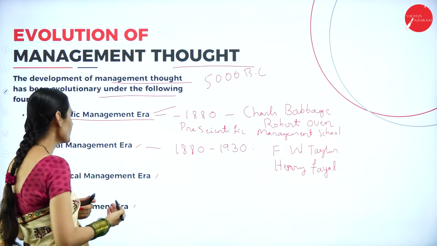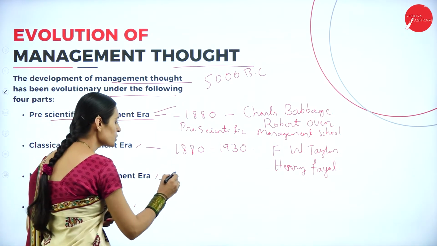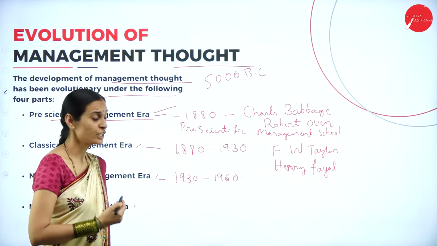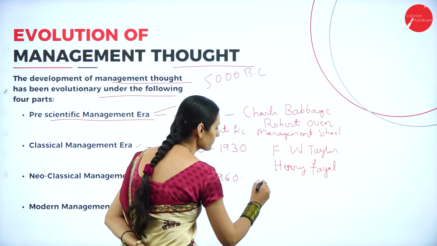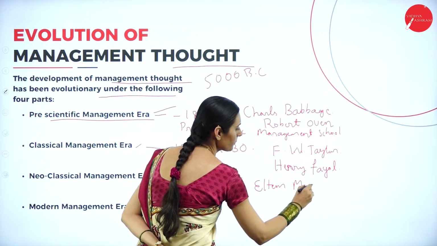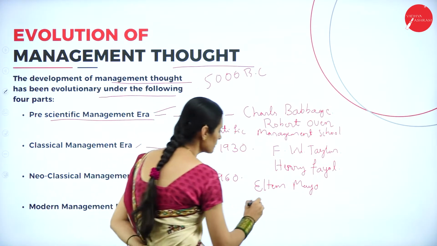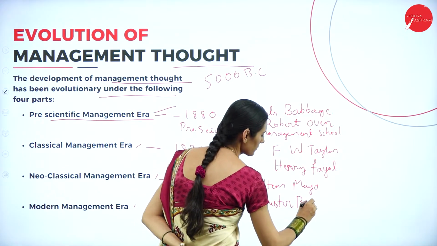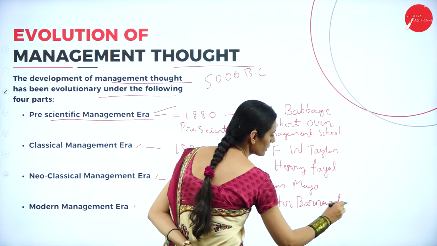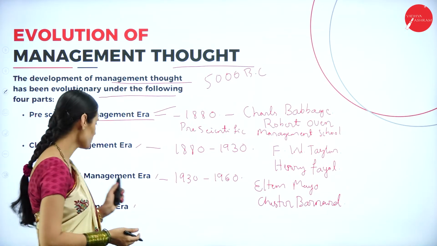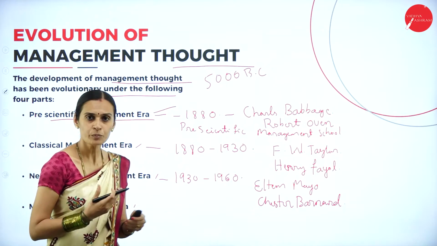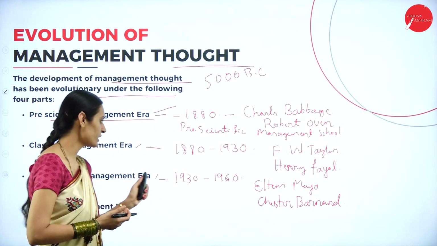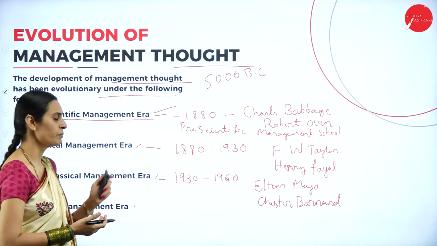And the next one, the neoclassical management era. Time duration 1930 to 1960. The neoclassical writers were Elton Mayo and Chester Barnard. They contributed to the neoclassical management system, improving human relationships in management organizations. So this comes under the third one, the neoclassical management era.